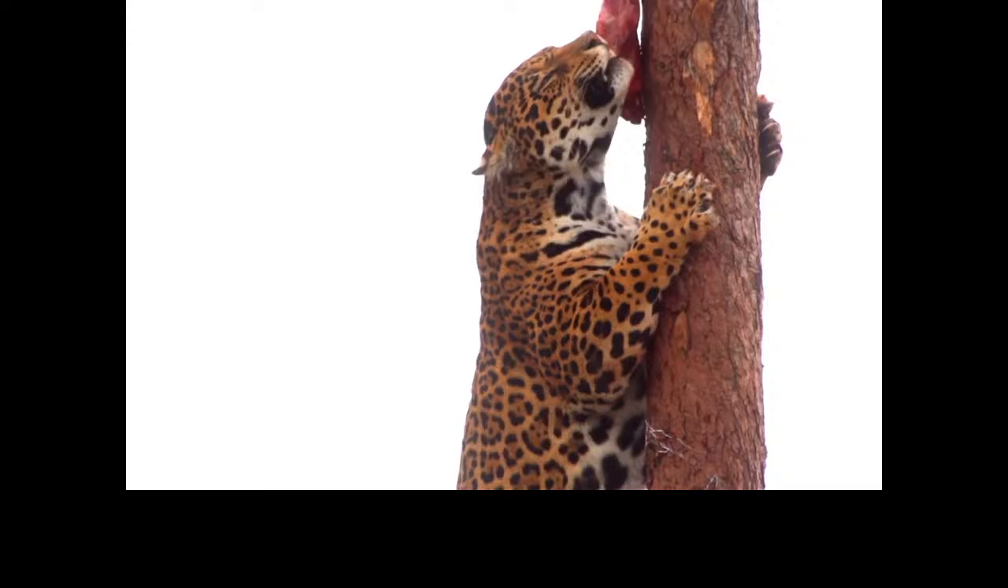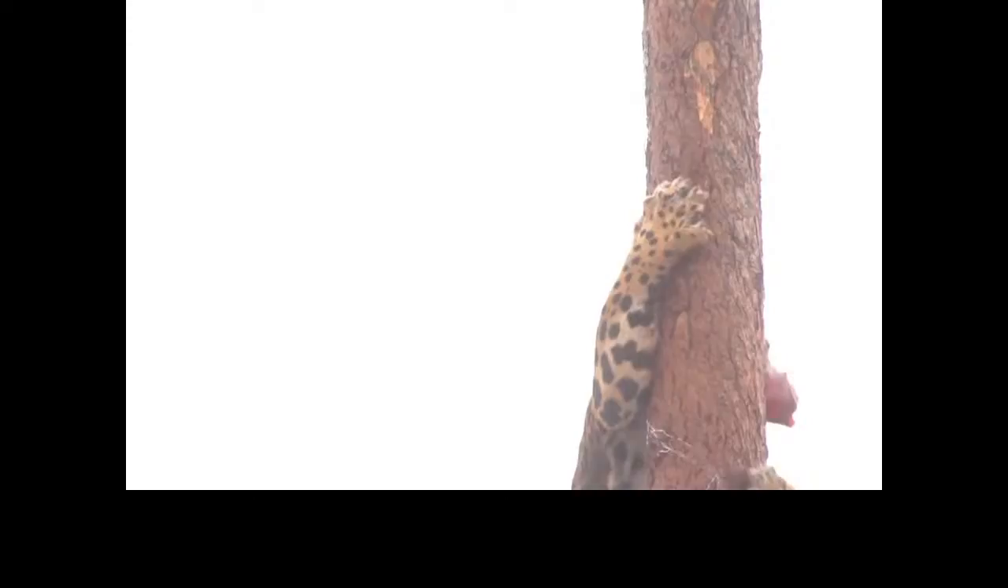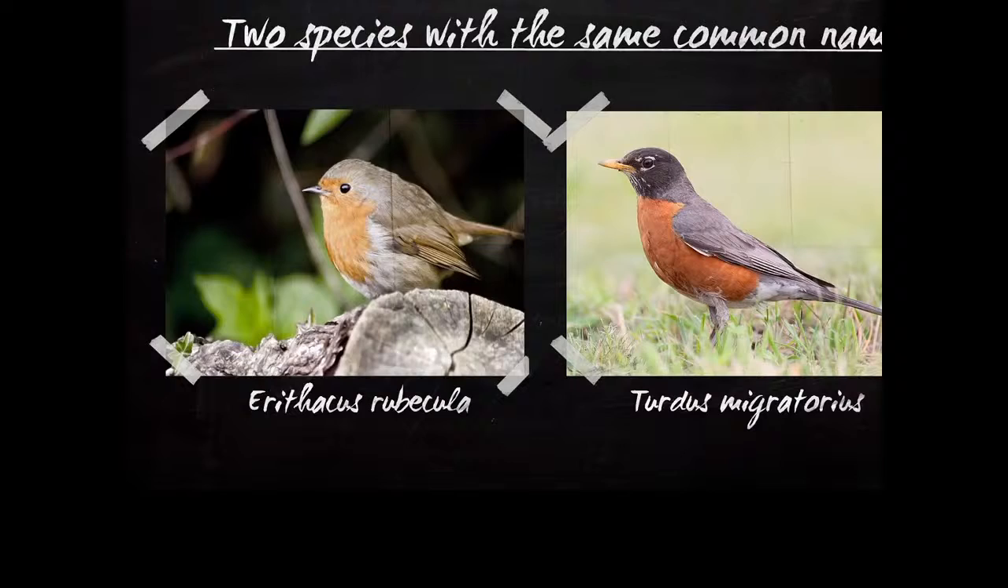So why not just call it a jaguar? Well, jaguar is its common name, but common names can differ from country to country or even within regions within a country. For example, this plant is called cleavers, sticky bud, or even goosegrass, depending on what part of the UK you're from. Sometimes 2 different species can share the same common name.